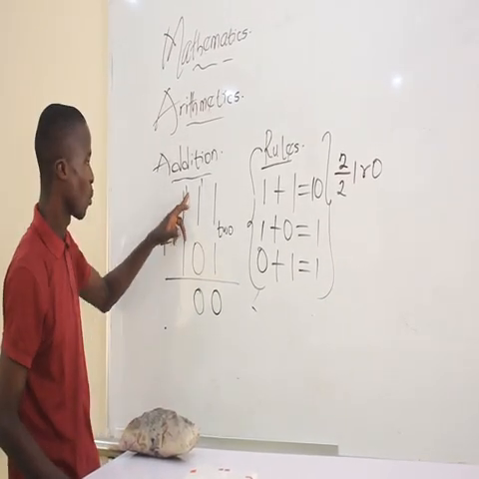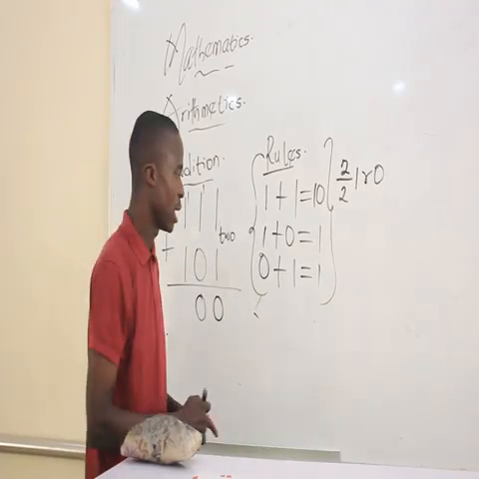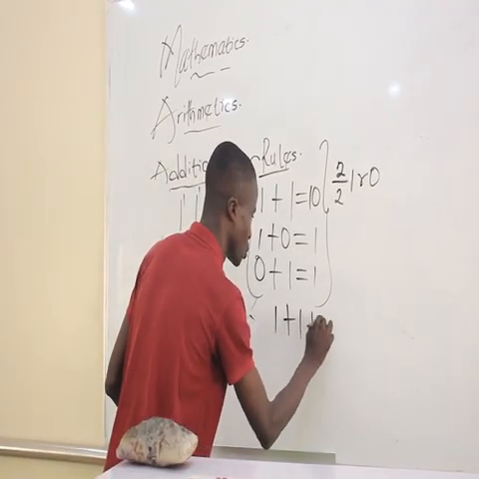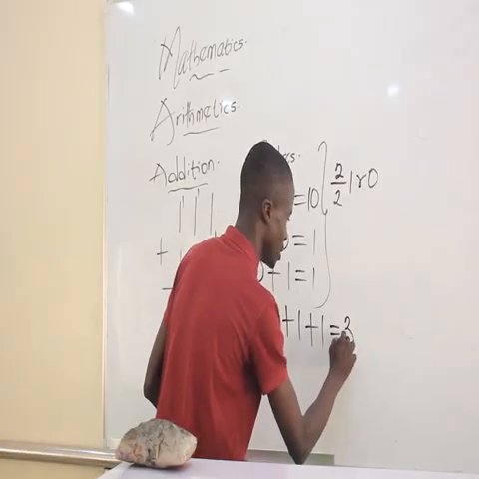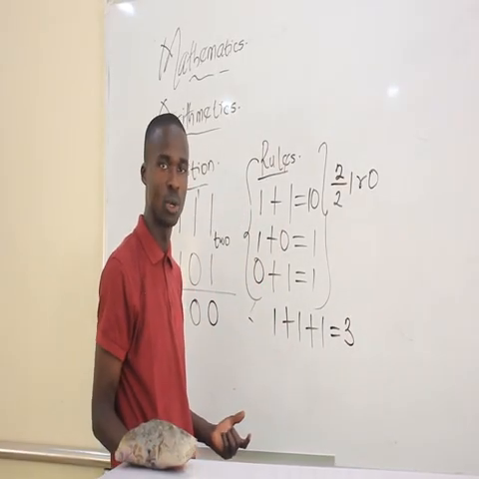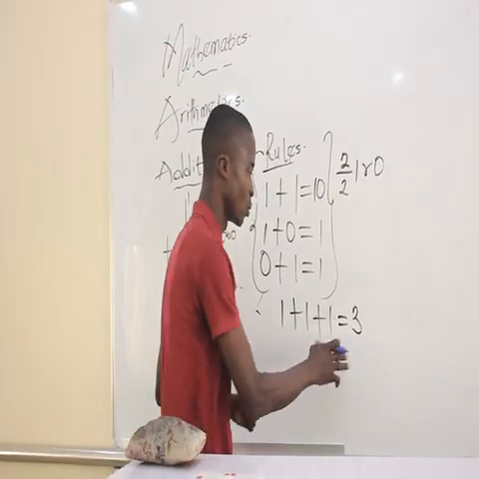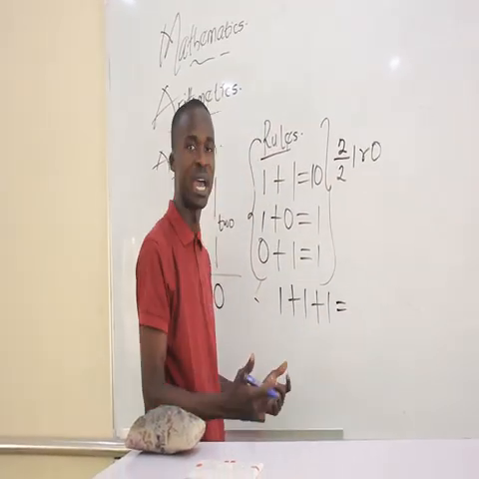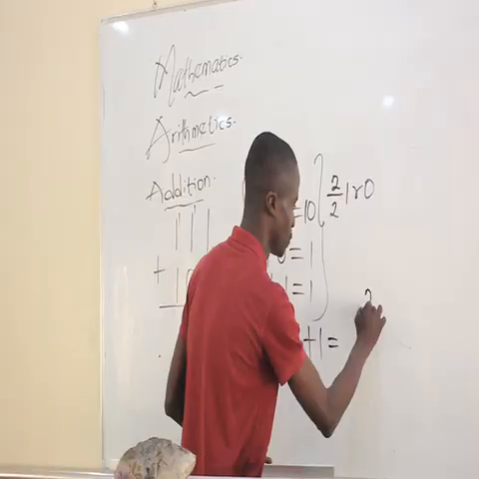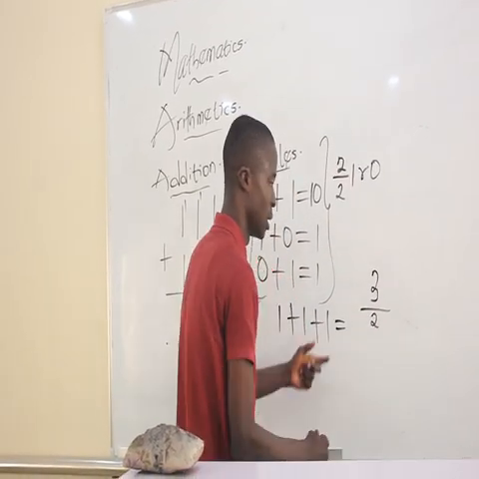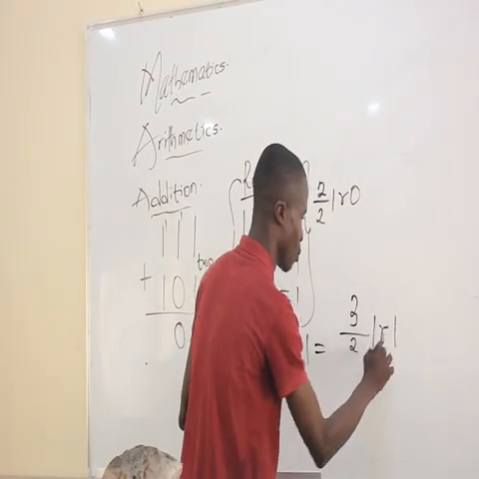Now you are having 1 plus 1 plus 1. That's 3 digits. Normally 1 plus 1 plus 1 will result into 3. But can you write 3? No. This does not satisfy the binary rule. So for you to satisfy the binary rule, you have to divide this 3 by the base. What is the base? The base is 2. So we have 3 all upon 2. How many 2 do we have in 3? That's 1, the remainder 1.